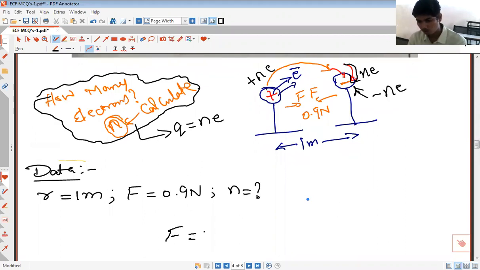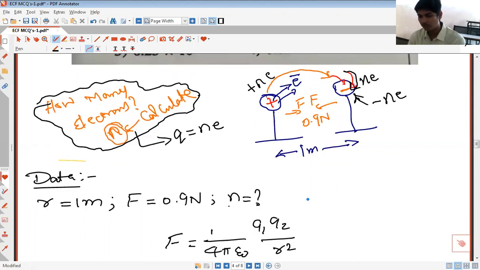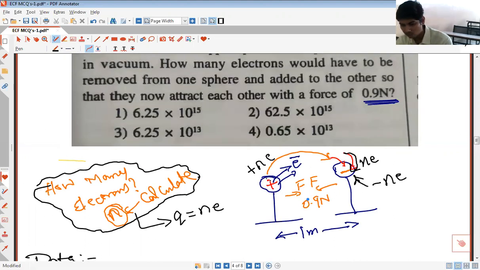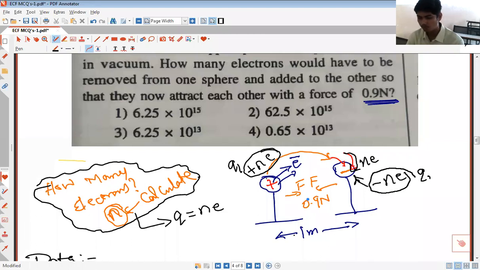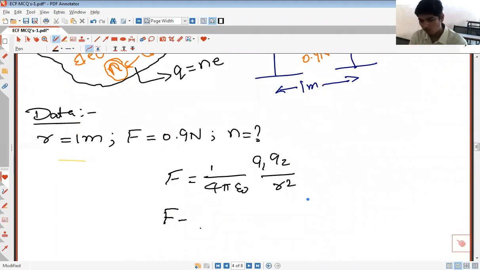Use the formula F is equal to 1 by 4 pi epsilon naught, Q1 Q2 divided by r squared. Q1 is the charge on the first sphere. When you remove n electrons out of this sphere, it acquires a charge of plus ne. This is Q1. When you add n electrons to this sphere, it acquires a charge of minus ne. This is Q2. So we can write F is equal to 1 by 4 pi epsilon naught, where Q1 is ne and Q2 is also ne in magnitude.